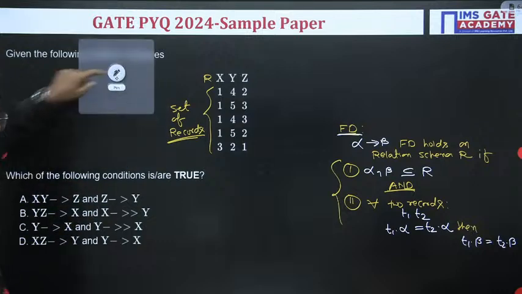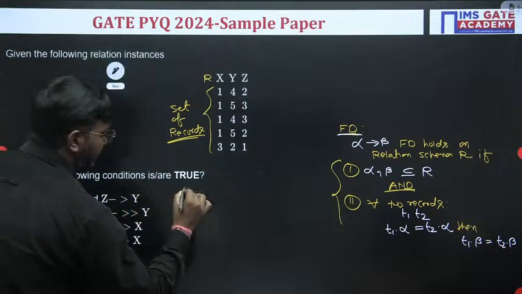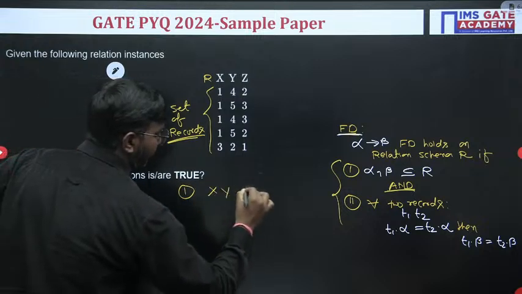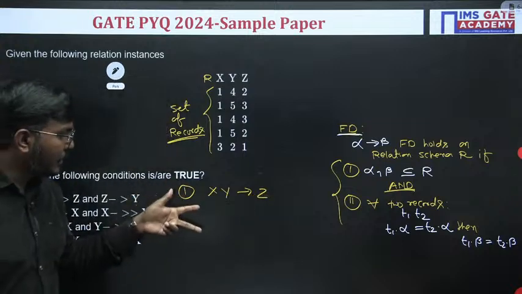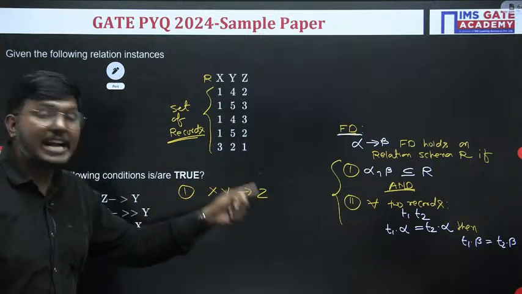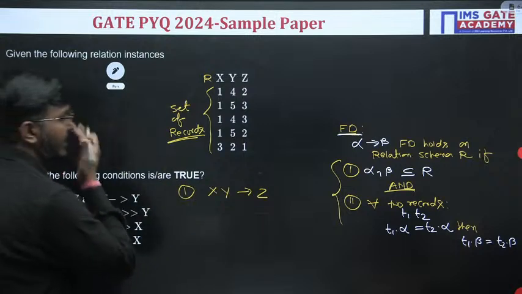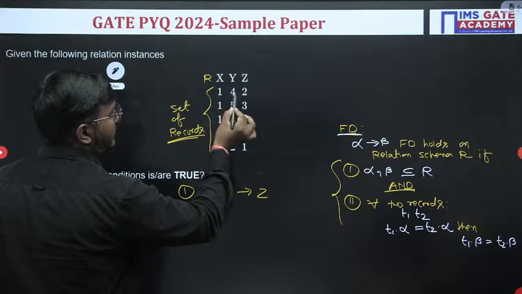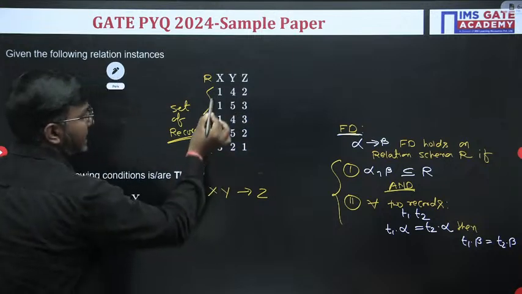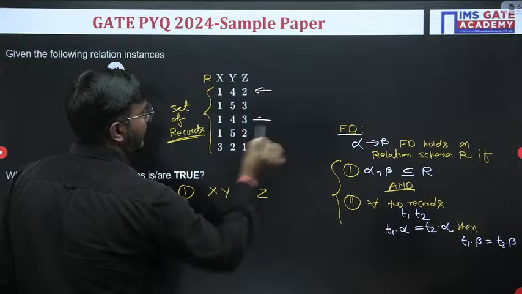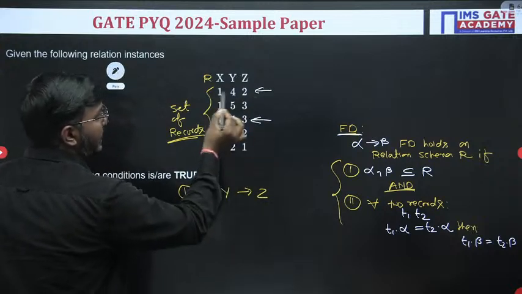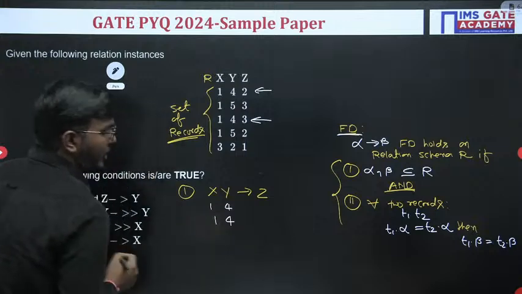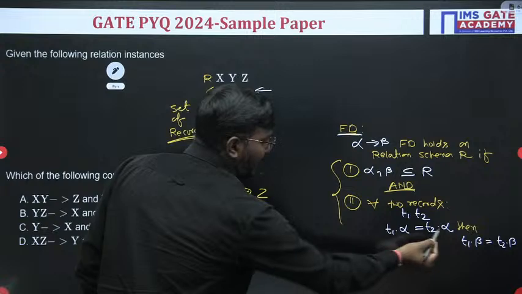So let's check one by one here. The first FD is x, y determining z. It means for every two records, if the x, y value is the same, then the z value must be the same. So let's see, we have these two records, 1, 4, 1, 4. If you check this record and this record here, in these two records the x, y value is the same, 1, 4 and 1, 4. So as per the condition, if the alpha value is the same, then beta must be the same.